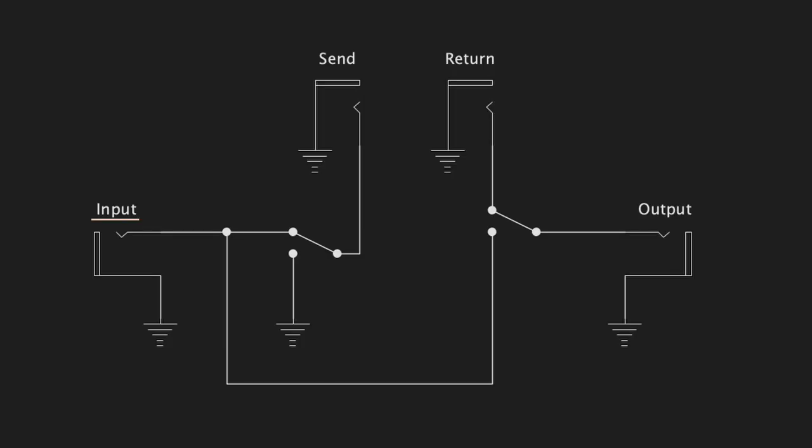The signal from the input jack is connected via a switch to the send jack, which can alternatively be switched to ground. The output jack is either switched to the return jack or to the input. The signal either flows through the effect loop or bypasses it, hence the name, True Bypass Effect Loop Pedal.